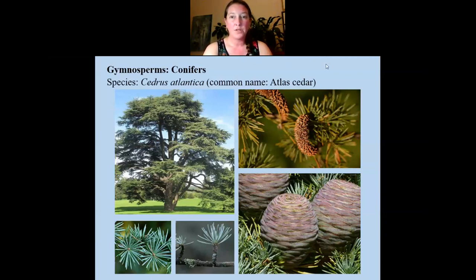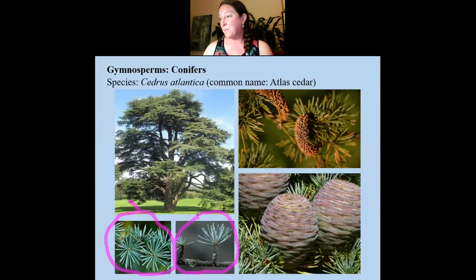Here, I should annotate, and I'm going to change colors. I'm tired of blue. Let's use pink. A lot of the Atlas cedars can have this kind of blue color. If you see down here, the leaves maybe don't look like it on your screen, but they're kind of bluish in color.